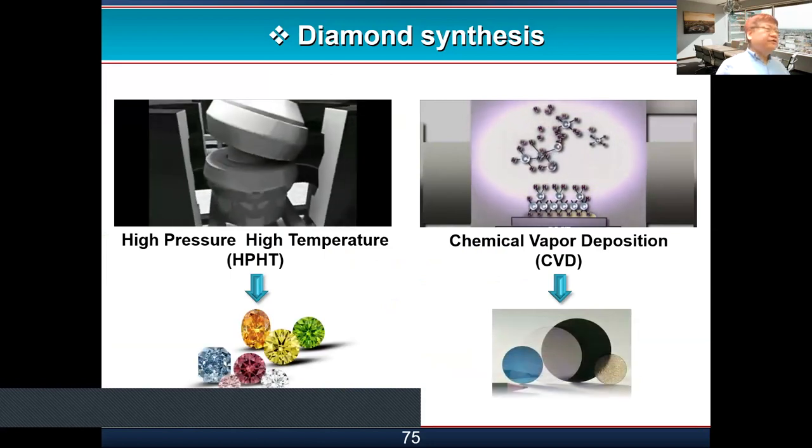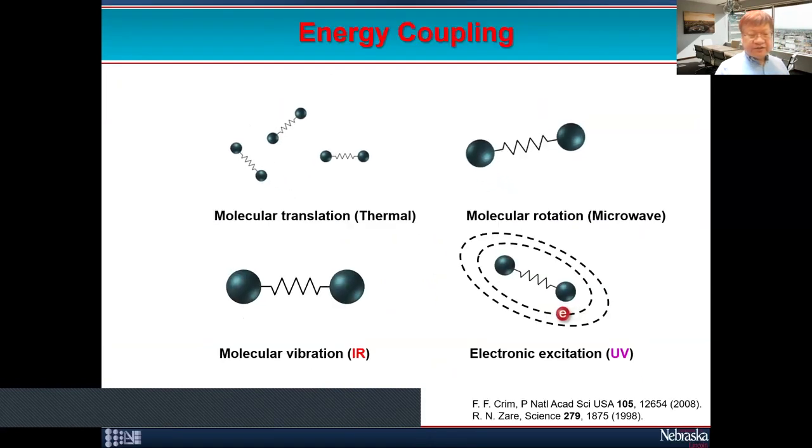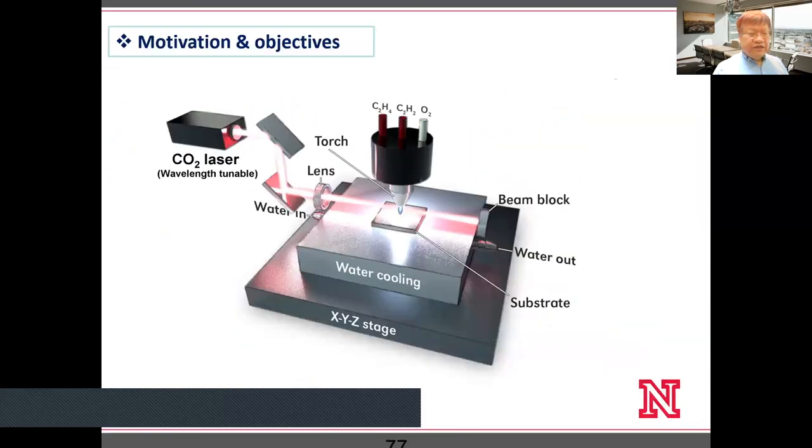Okay, another one is diamond growth, which as you know is a very complicated process. We were able to use laser to tune the molecular vibration in the flame, and then tune the chemical reaction to form diamond rather than graphite and soot, because graphite and soot are very easy to form. If you burn anything, you get graphite or soot, right? Making diamond is not so easy.